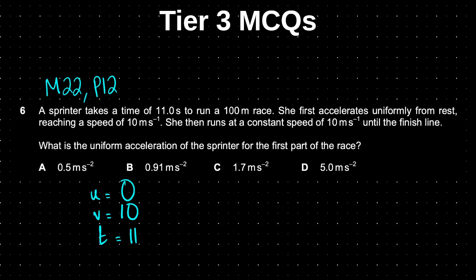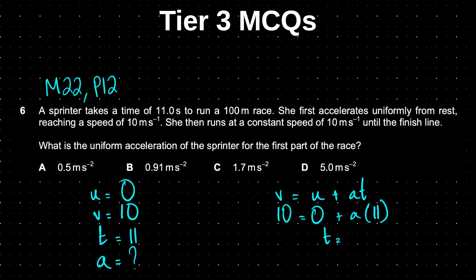So thinking of the equations of motion, we have U, we have V, we have T, and we need to find A. So we can simply use the first one, which is V equals U plus AT. So V is 10, U is 0, A is what we need to find, and time is 11. So this turns out to be 10 upon 11, which is 0.91. So I think I agree, this should have been in the tier 2 or tier 1 MCQs even. This isn't really all that hard compared to the ones we've done in the previous video. Let's go ahead.